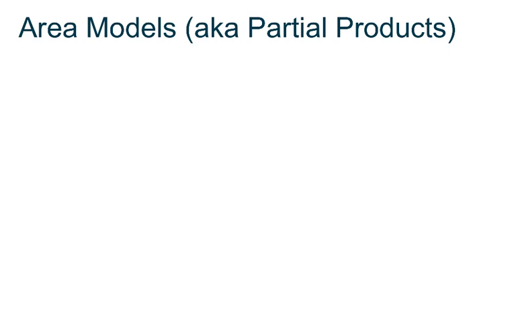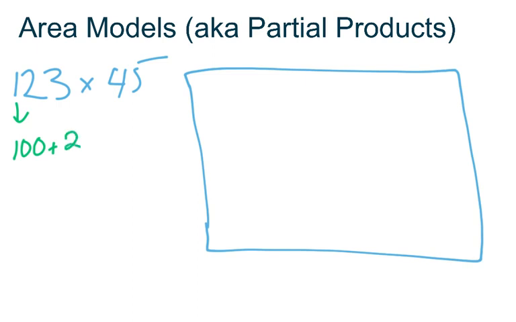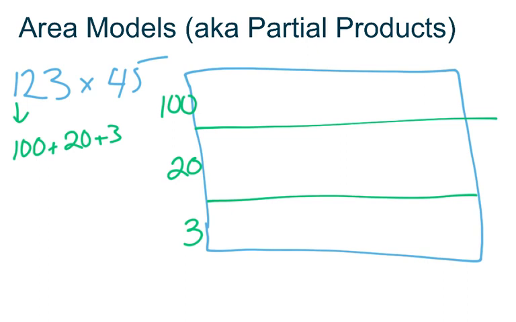Another way is with an area model. Now an area model, or it's also called partial products, you can start with a big square. Then you can decompose or break down your two factors. So this is actually 100 plus 20 plus 3. What I'm going to do is line them up on the sides and separate them out into their own boxes. 45 is really 40 plus 5.